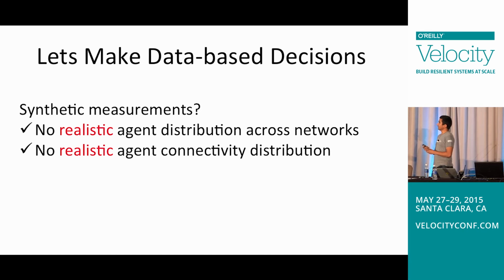The problem with synthetic measurement is the agent distribution is not realistic across networks. So maybe your users in USA are mostly from Comcast, but Keynote has only one agent in Comcast. So the distribution is not very realistic. Also, the distribution of connectivity is not realistic. Most of these agents are very well connected to the internet, but your users are not. Like, your users are connected to 3G, through DSL, through cable, through different connectivity platforms. So agent connected distribution is not realistic either. All right? So again, synthetic measurement is also not really good for us.